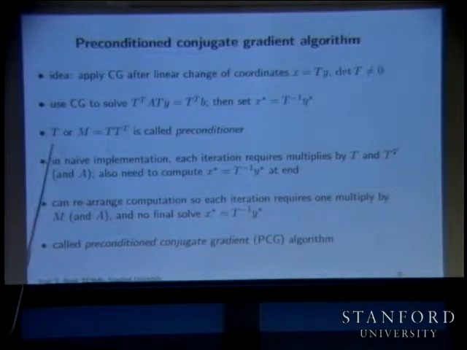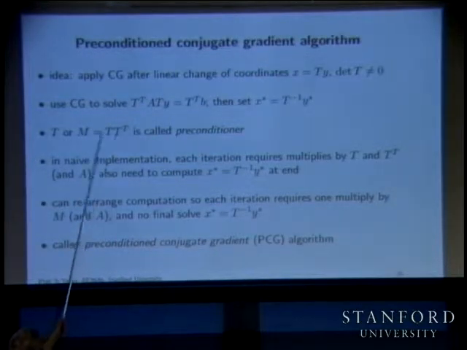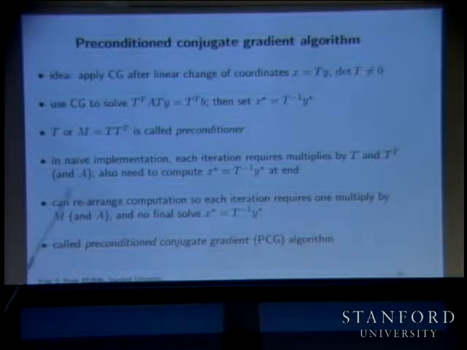Sometimes people call T the preconditioner, but sometimes they call T T transpose the preconditioner. And you get all combinations of preconditioner, meaning T transpose, M, T inverse, and T minus transpose. There may be some other possibilities, like M inverse. The point is that anytime anybody says preconditioner, you have to look very carefully and figure out exactly what they mean.